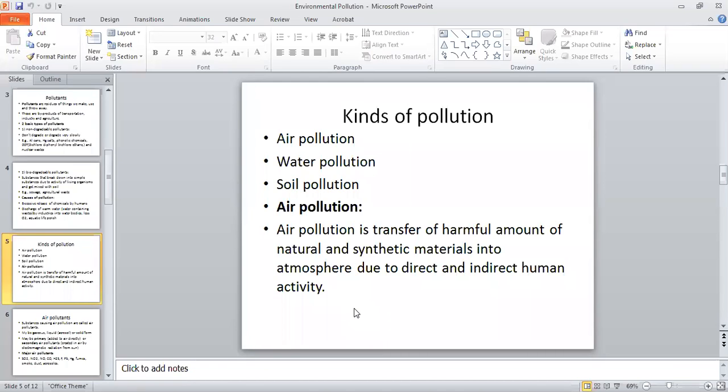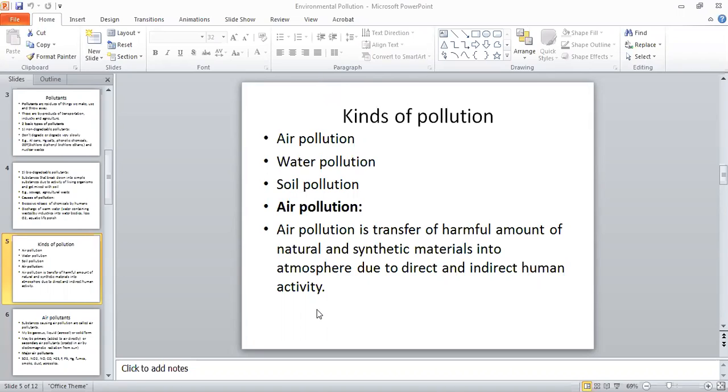Now, we have kinds of pollution depending upon which part of the atmosphere these pollutants are affecting. If the pollutants are polluting the air, we call it air pollution. Similarly, water pollution, soil pollution, and undesirable, unpleasant sound which interferes with our daily activities is called noise pollution. So we can consider the fourth type of pollution as noise pollution. Now, one by one, we will see these different types of pollution.